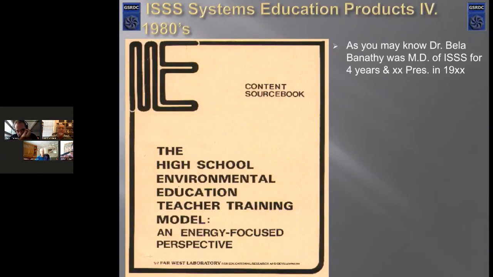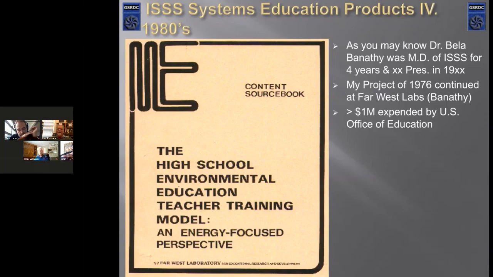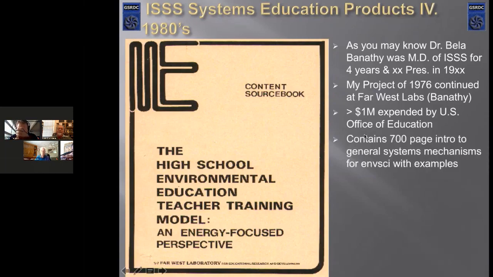Here's a fourth product in the 1980s. Now, Bela Banathy was managing director of ISSS for 4 years, and he was like the 23rd or so president, and I have to fill that in. I forgot that I didn't do that. My project of 76 was continued at the Far West Labs, and they spent more than $1 million of the U.S. Office of Education money. And this is his content source book.